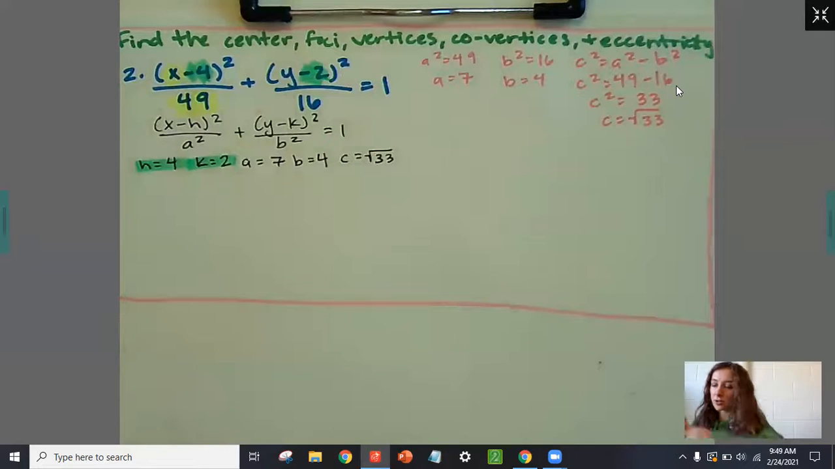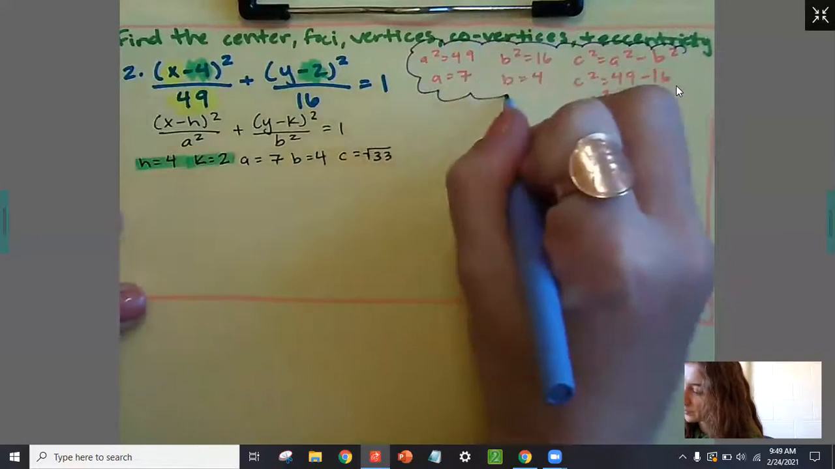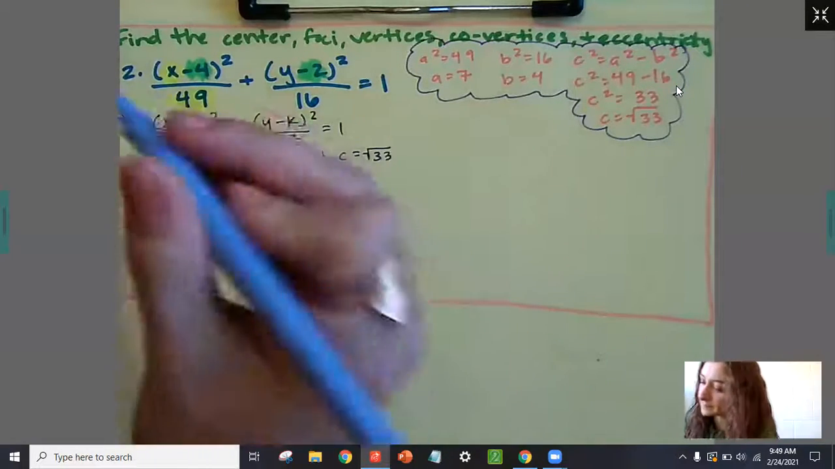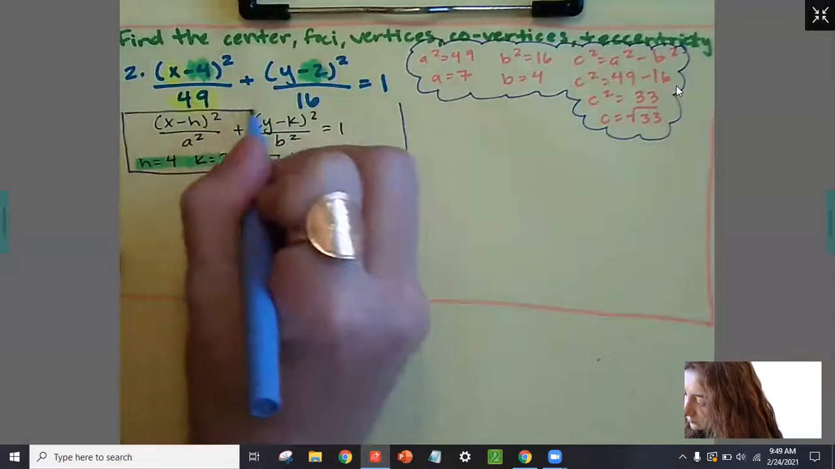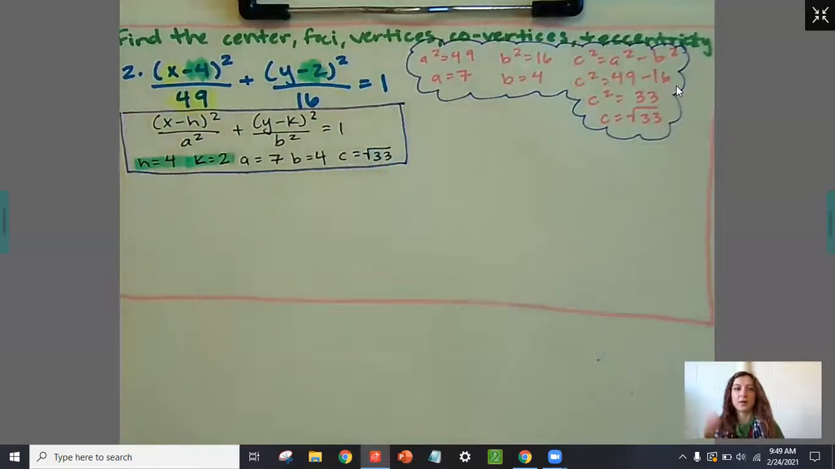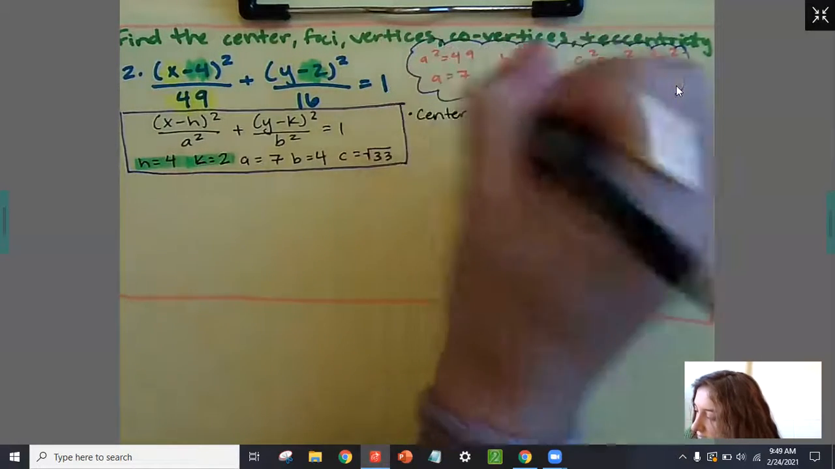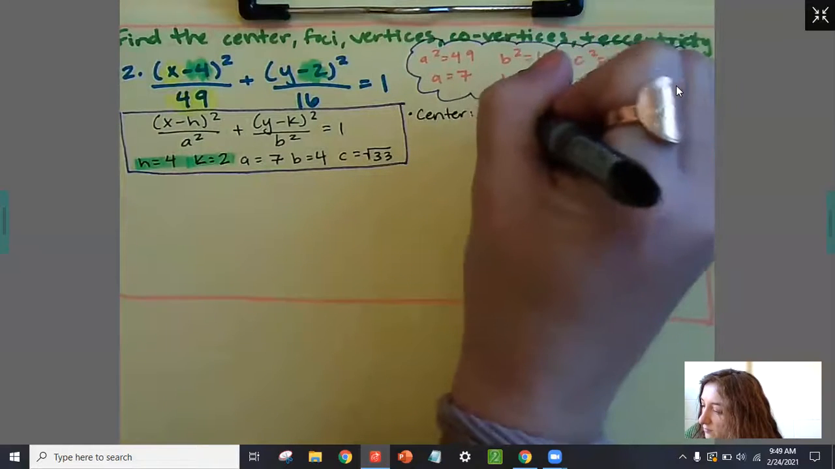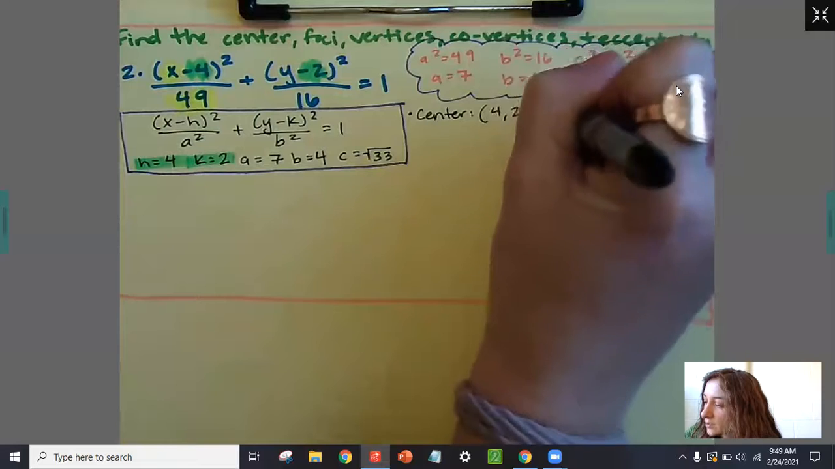Okay, so this is all our scratch work, so I'm just going to draw a little bubble around it just so we can keep up with what's going on here. All right, so let's move on to calculating our features. We're first going to start with our center. And the center is just h, k, so our h is 4, our k is 2. All right, and we can write h, k beside of that if y'all want.